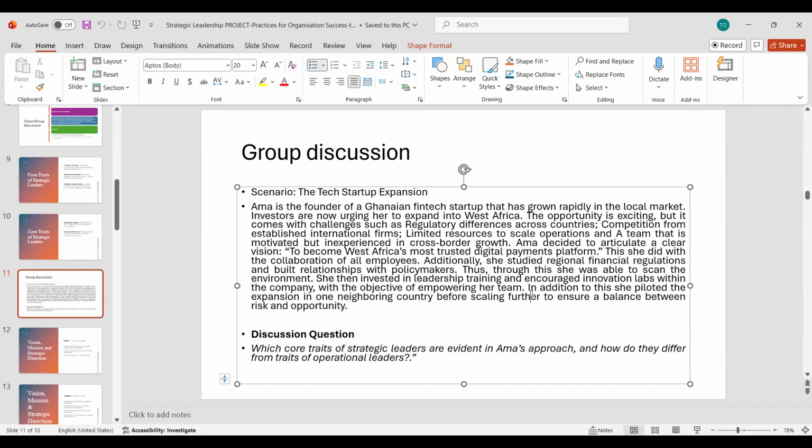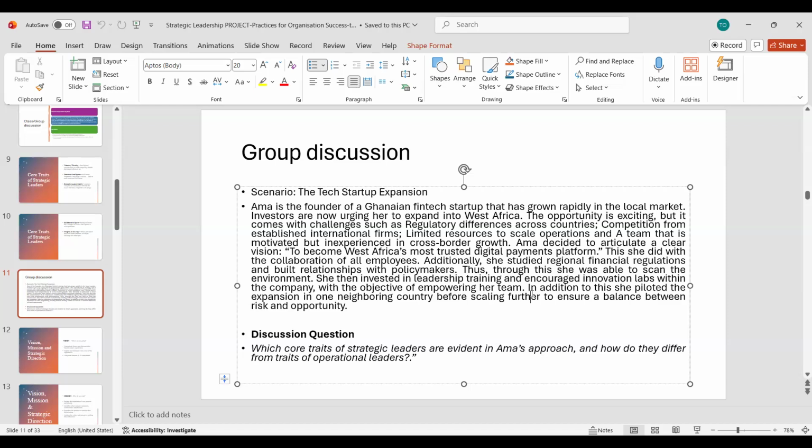From the passage, we identified the core strategic leadership traits, and one was that Amma had a visionary thinking trait, whereby she was able to define the clear long-term goal, which is to become West Africa's most trusted digital payment platform. So in this case, we are seeing that strategic leaders have a long-term agenda; they want to position themselves in a greater market space in future. So that's what applied in her case here.